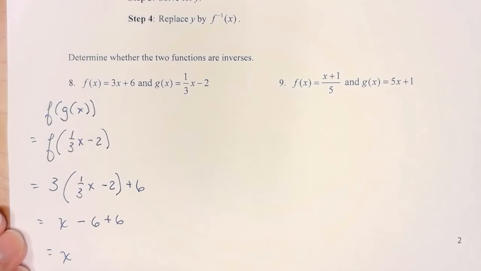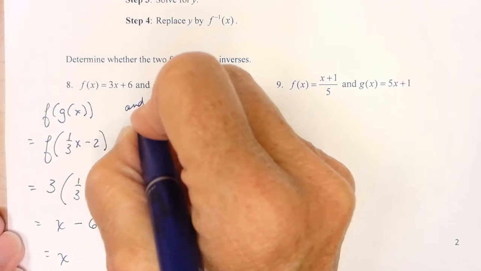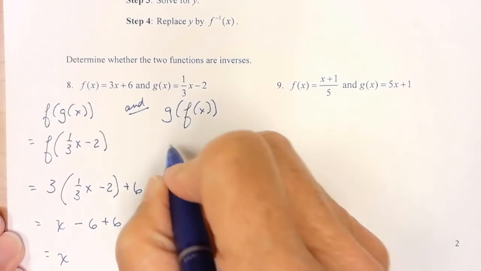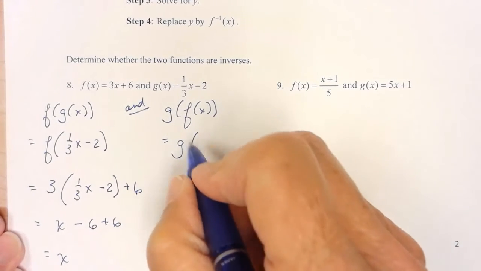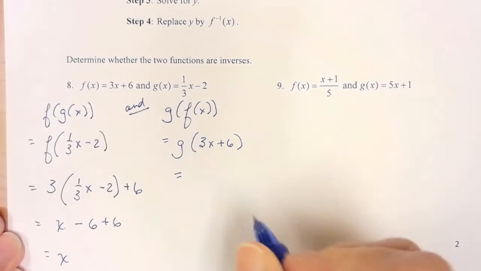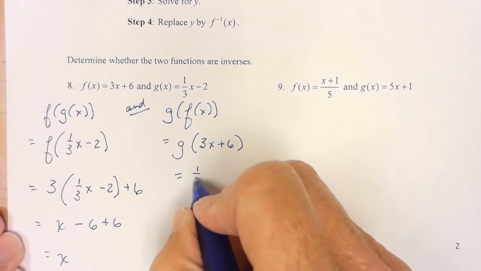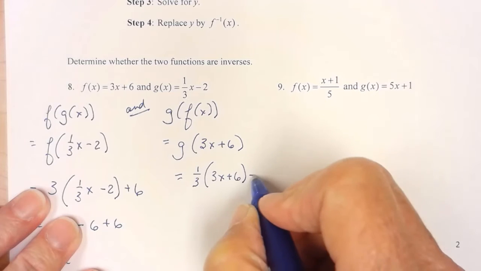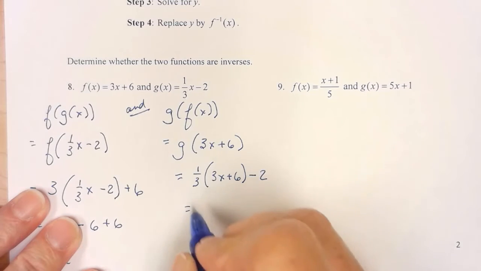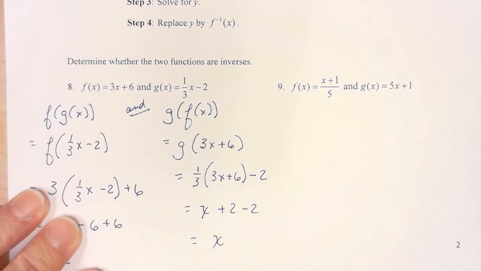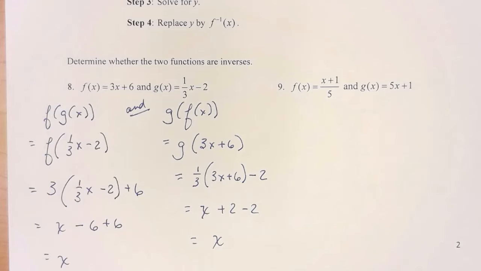Now that's that way, but there's an and here, I also have to find this. So let me go get f of x. That's the 3x plus 6. Let me substitute that in for x. Distribute the 1/3 through. So those are inverses of one another. So that was what was called one way.